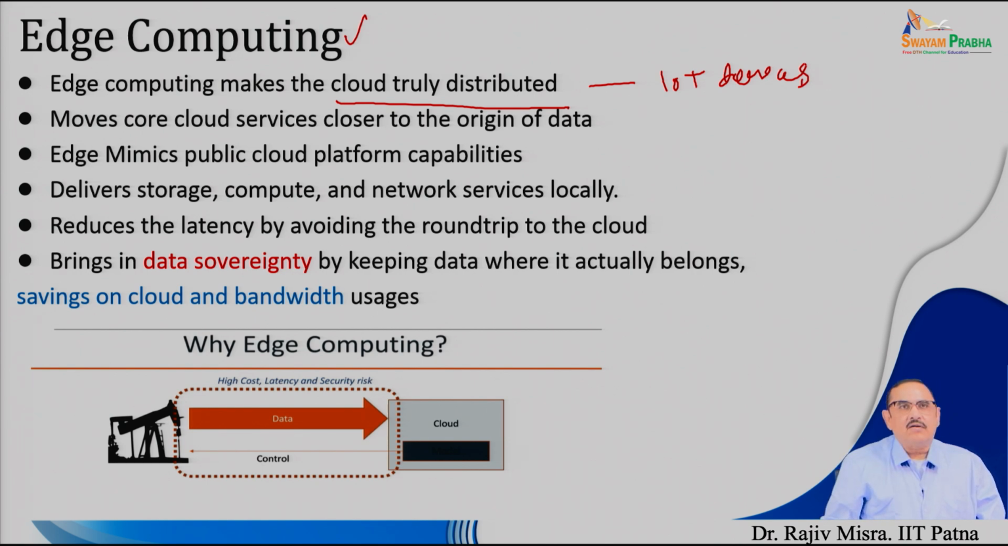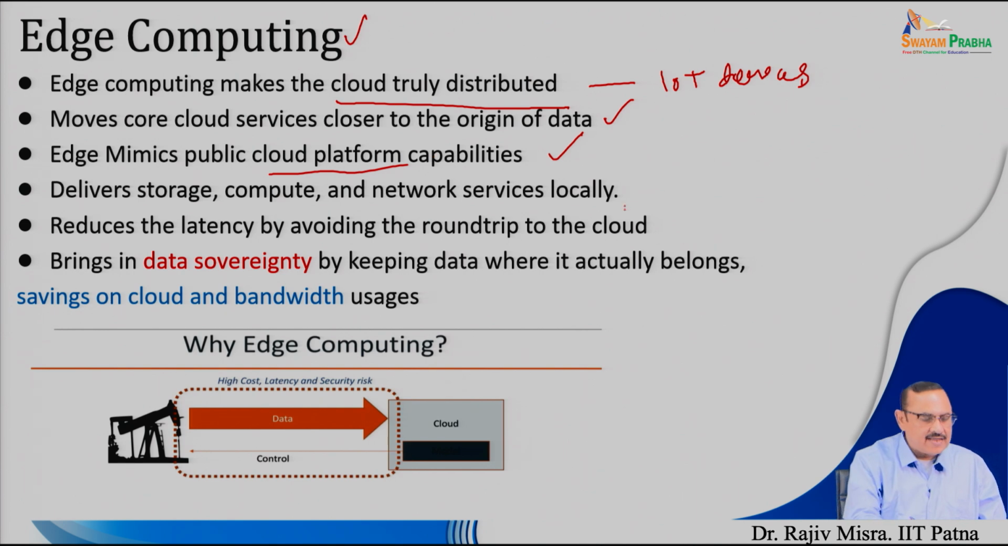Now, the next part of edge computing is that it will move the core cloud services close to the origin of the data, thereby avoiding the data being sent to the cloud for computation, if those kinds of capabilities are brought closer to the source of data. Third important thing is that the edge mimics the public cloud platform capabilities. So, whatever you can perform at the public cloud, those kinds of capabilities are also being created at the edge. So, edge mimics the public cloud capabilities.